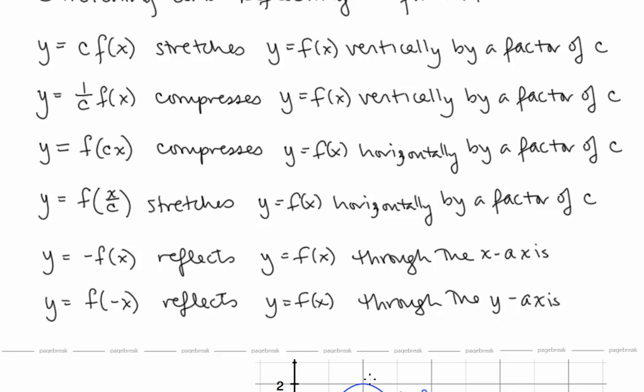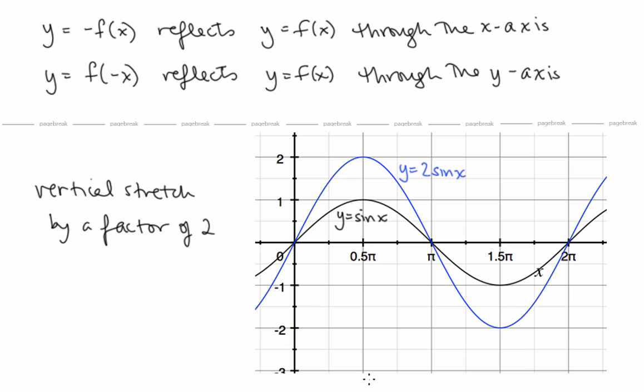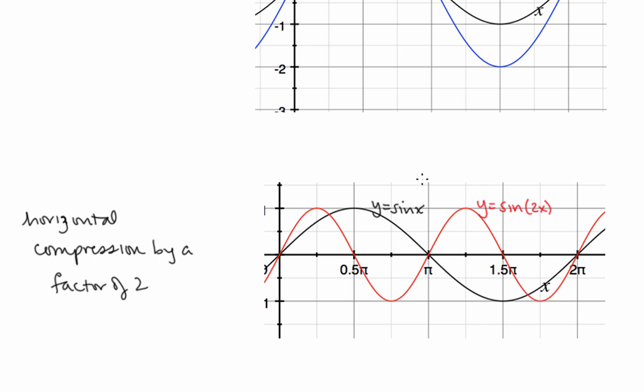So let's take a look at a few examples here. Here we have y equals sine x. And here we have y equals 2 sine x. The 2 is on the outside of f of x, and this is a vertical stretch by a factor of 2. Now let's put the 2 inside with the x. So it's going inside f of x now. This is f of 2x. So we have y equals sine x and y equals sine of 2x. This is a horizontal compression by a factor of 2.